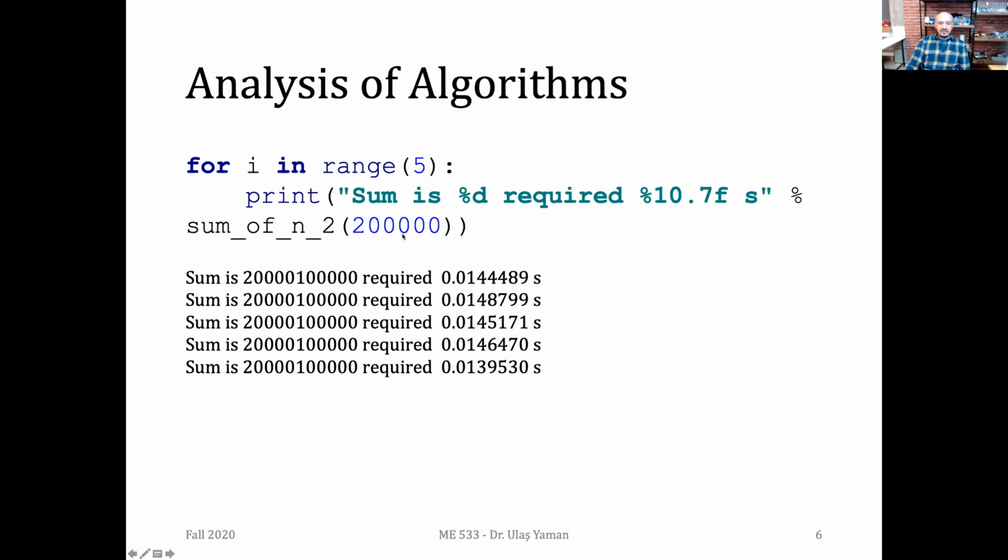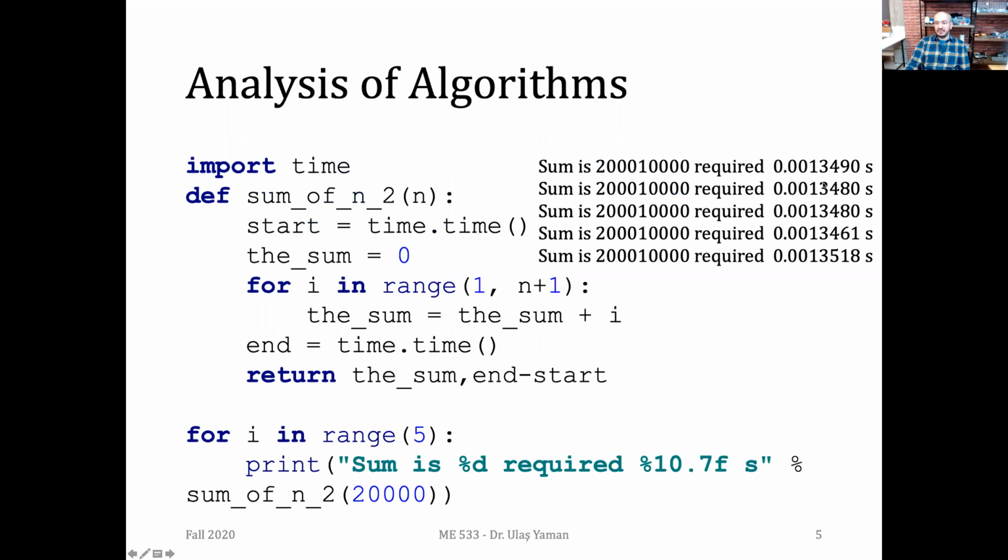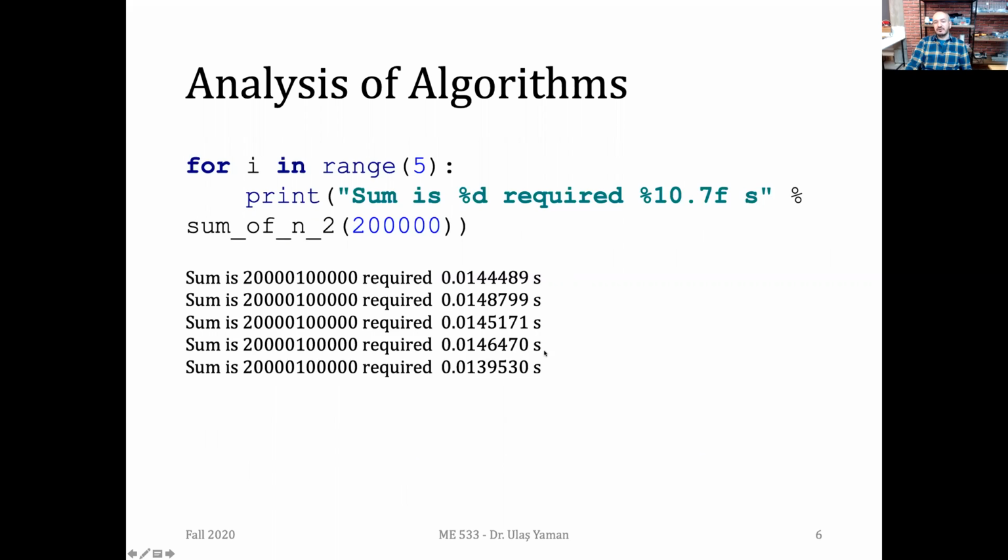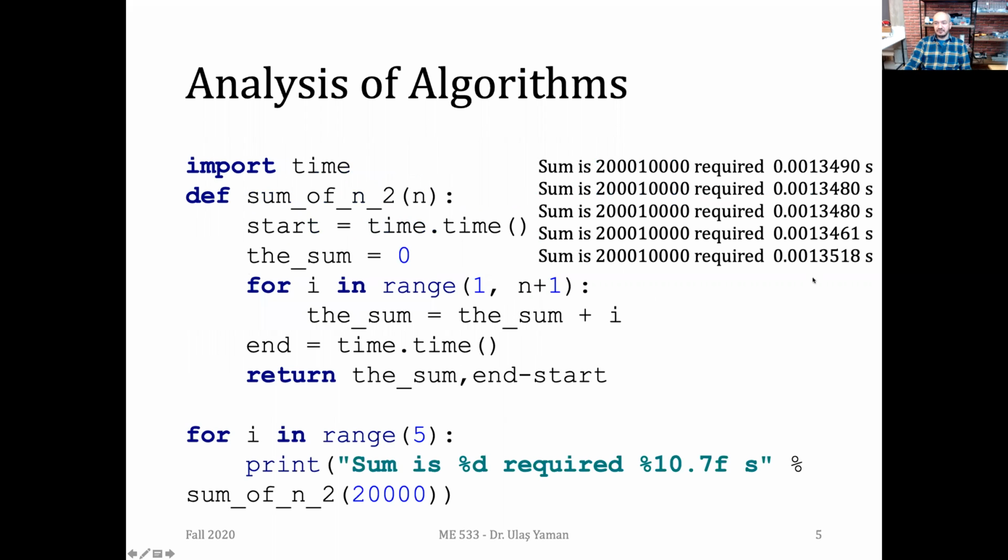What about this one? This time we are not summing the numbers up to 20,000, but we have one more zero, so we are summing numbers up to 200,000. So the summation is more. And if you look at the time spent, this time it's around 14 milliseconds. The previous one was around 1 millisecond, but right now it's around 14 milliseconds, and it's usually about 10 times the computation time of the previous one.